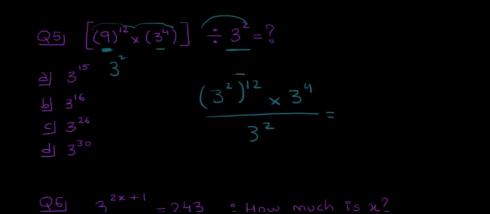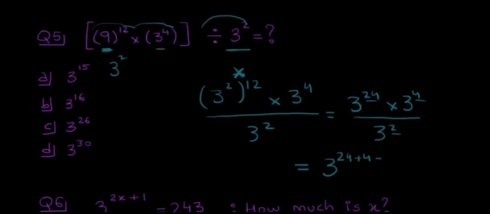That's 2 times 12, 24, times 3 to the power 4 over 3 to the power 2. Very easy now because the base is the same everywhere. All I need to do is power plus power, take away power because it's in the denominator. I'm left with 24 plus 4, that's 28. Take away 2, 26. That's option B. Let's go, next question.